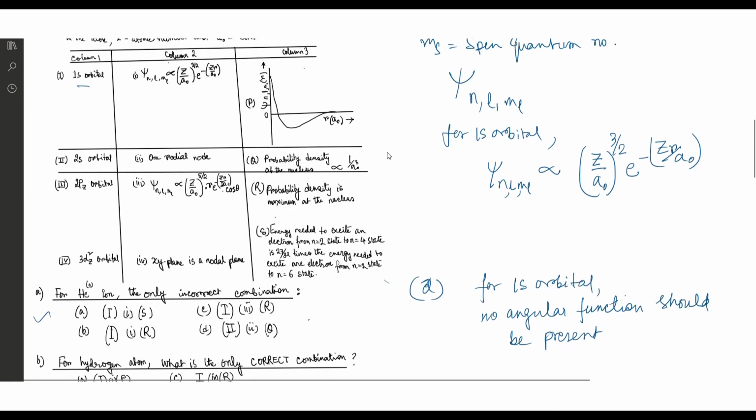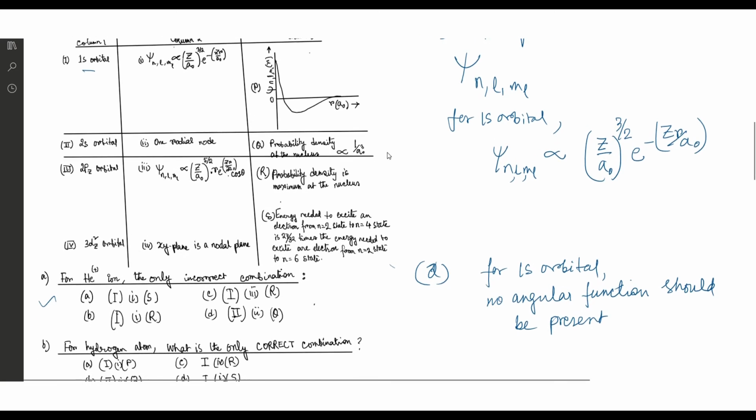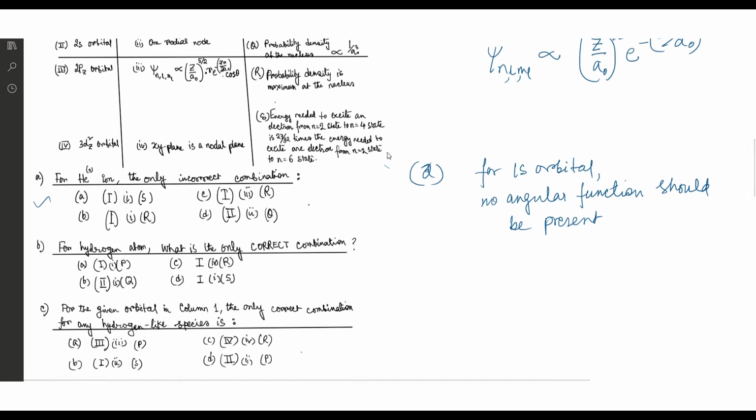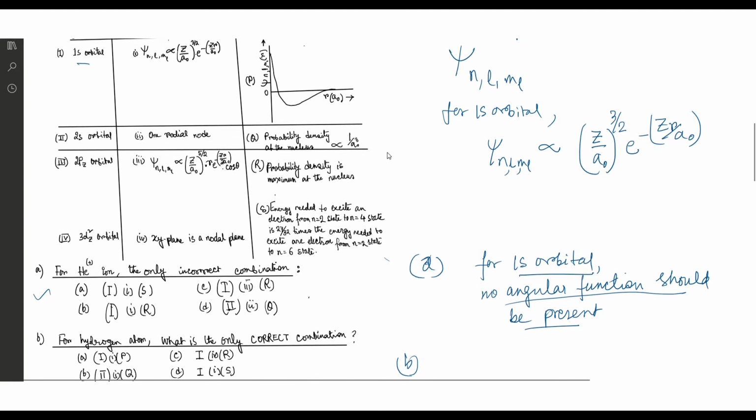So the incorrect answer, helium ion, the only incorrect combination is... no angular function should be present. For B, this should be R. What is R? Probability density is maximum at the nucleus. This will be the wrong one, that is option B.